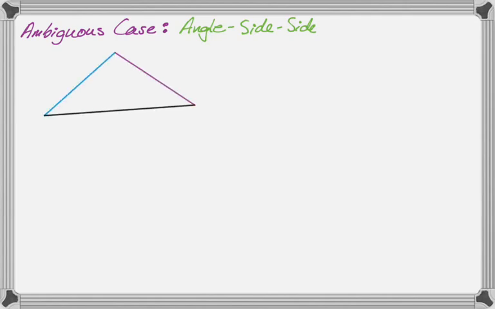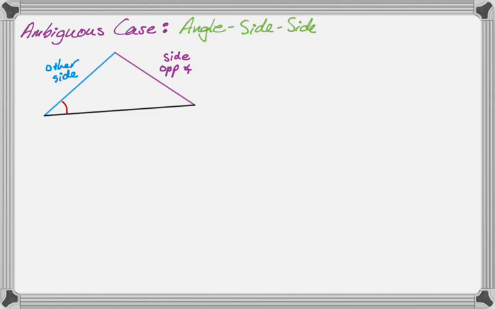So the ambiguous case is when you know an angle, a side, and a side, and in picture form that looks like you know an angle, you know the side opposite the angle, and then you know one other side. I pretty much always 100% set it up this way so that it's angle in the bottom left and then side opposite, and then the other side is always the top adjacent side, I guess you would say.